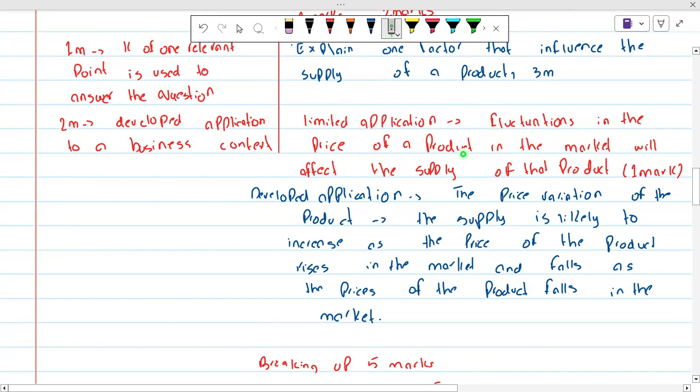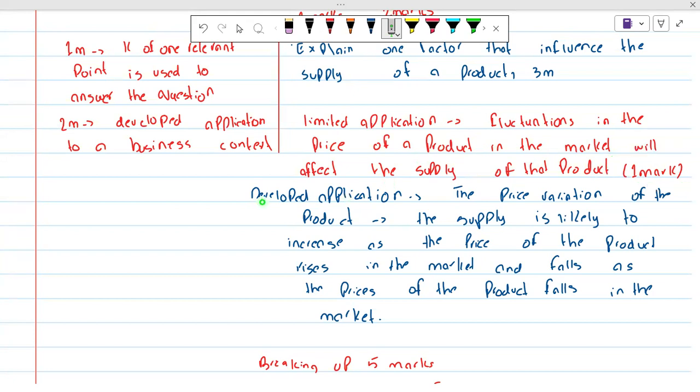Fluctuations in the price of a product in the market will affect the supply of that product. Okay, so I have written the effect. What is this effect? Am I talking about a negative effect or a positive effect? So it means that there is no clear chain in this limited application. Because of this, you will have only 1 mark for it.